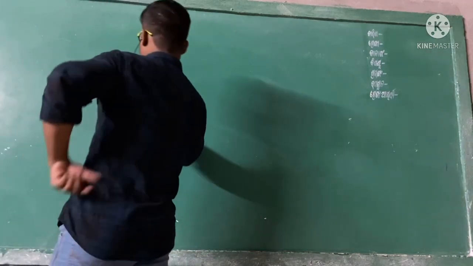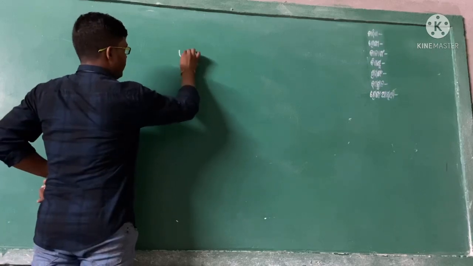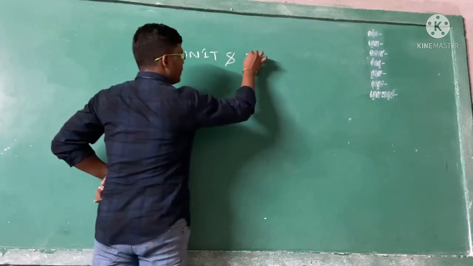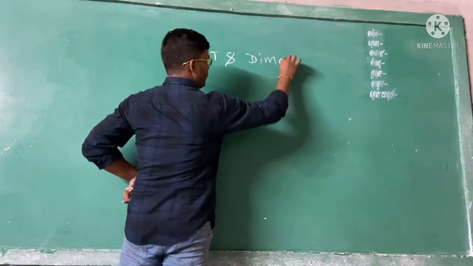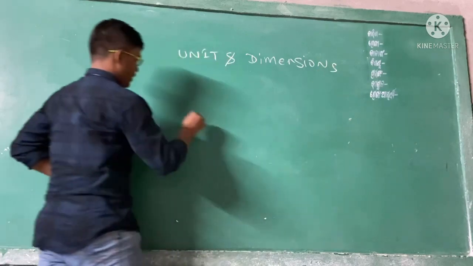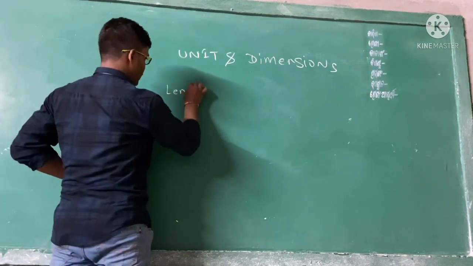Hello everyone. So yesterday we have discussed already about unit and the dimension. So what are the fundamental unit and dimension? How you will find the unit and dimension of the other quantities like force, energy. So we have some fundamental units.